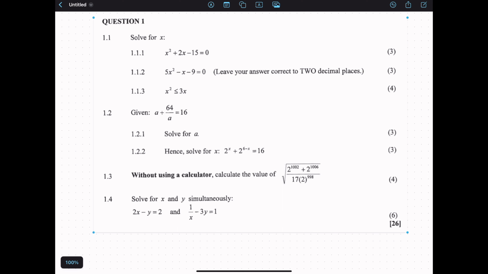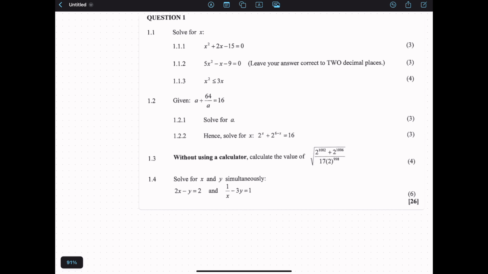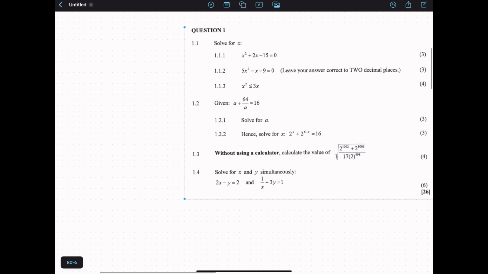So here we have the questions that we have to solve. The first question, obviously you can see question 1 has pretty good marks, which is 26 marks. You have to make sure that you get almost all of it. So let's go to first question 1.